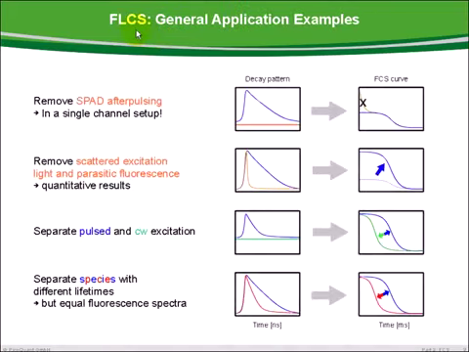The combination of FCS with lifetime, fluorescence lifetime correlation spectroscopy, has several applications. First of all, an artifact of spot detectors, the so-called afterpulsing, can be removed, allowing for more accurate measurements. Quantitative concentration measurements can be obtained by removing scattered excitation light and parasitic fluorescence. A third application is the separation of pulsed and continuous wave excitation.